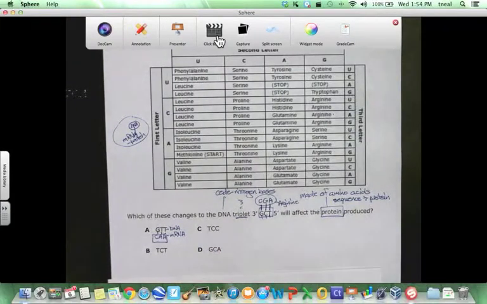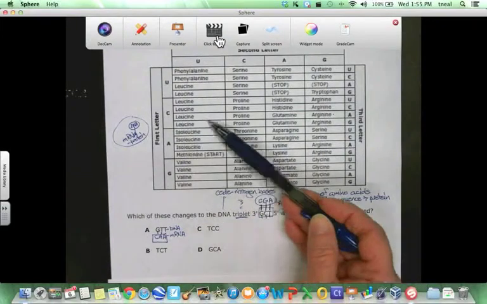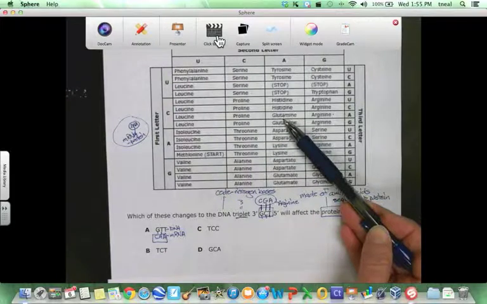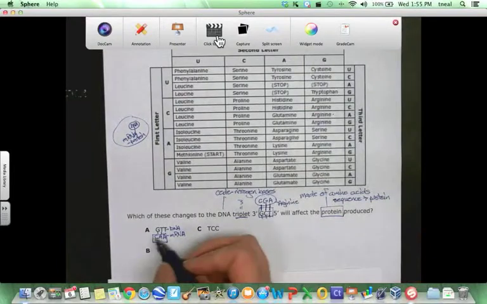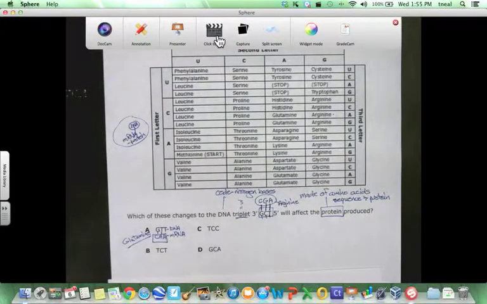So I come to C. Next letter is A. C-A-A, did I do it right? Looks good. So it is glutamine. Glutamine is the amino acid for A.